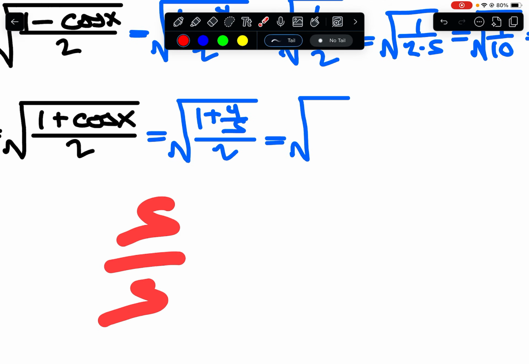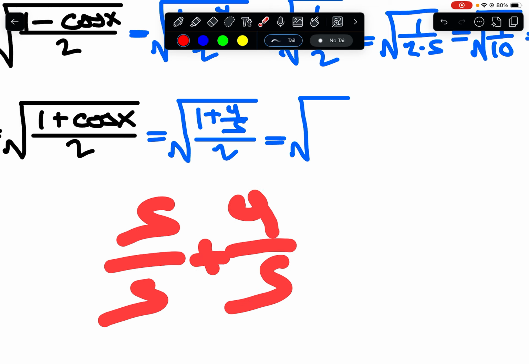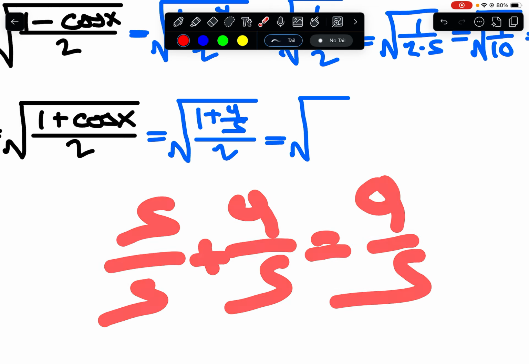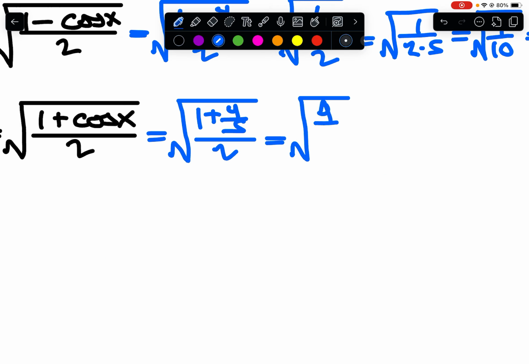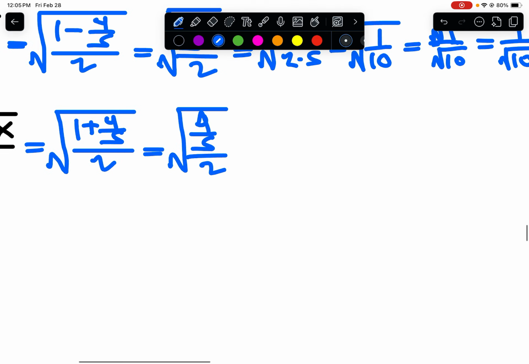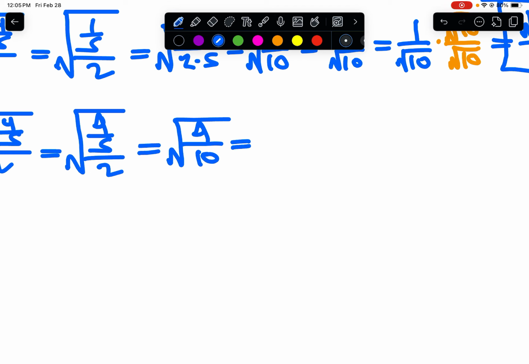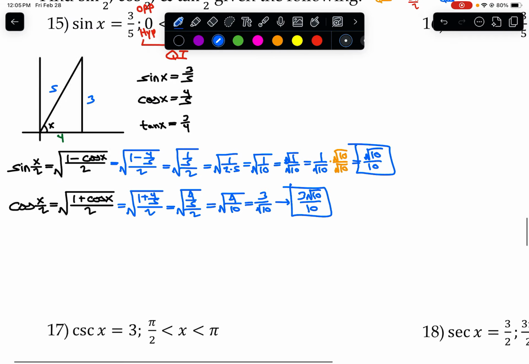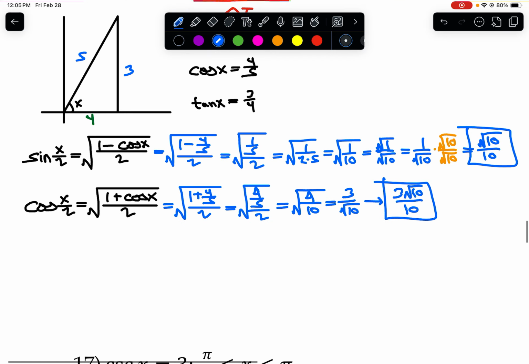So what's going to happen here? We're going to have 5 over 5 plus 4/5, which is going to give you 9/5. So that's going to be 9/5, all divided by 2, which is going to give you the square root of 9 over 10. The square root of 9 is 3, so 3 over the square root of 10. Then we're going to rationalize, which is going to give me 3 root 10 over 10. So that would be your half angle value for cosine.